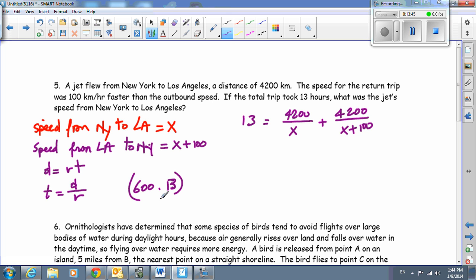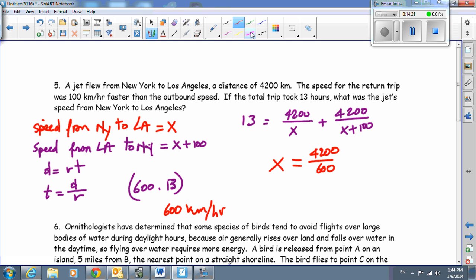Well, this tells me that it will have 600 kilometers per hour. So that's my speed. Now, my goal is to find what was the jet speed from New York to Los Angeles, meaning from New York to LA. Well, it was X speed. X is equal to 4,200 divided by 600. And I can find that will be the distance over the speed. That will give me that time again.